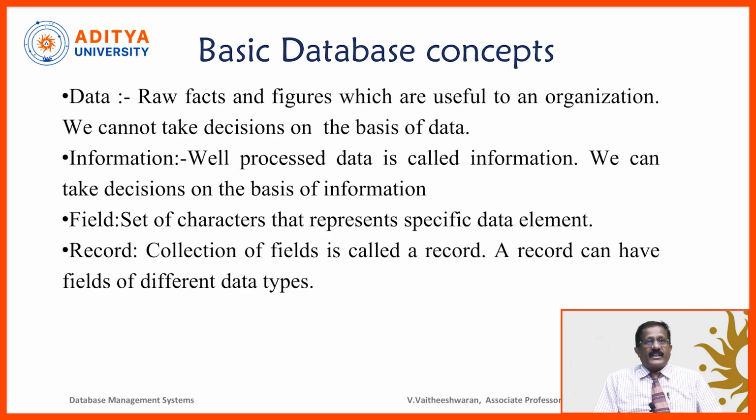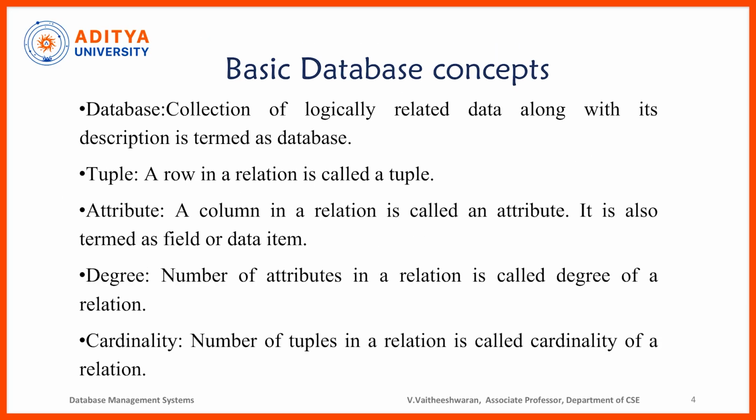Field. A set of characters that represent a specific data element is called a field. Record. A record is a collection of fields. A record can have fields of different data types. Database. A database is a collection of logically related data along with its description.